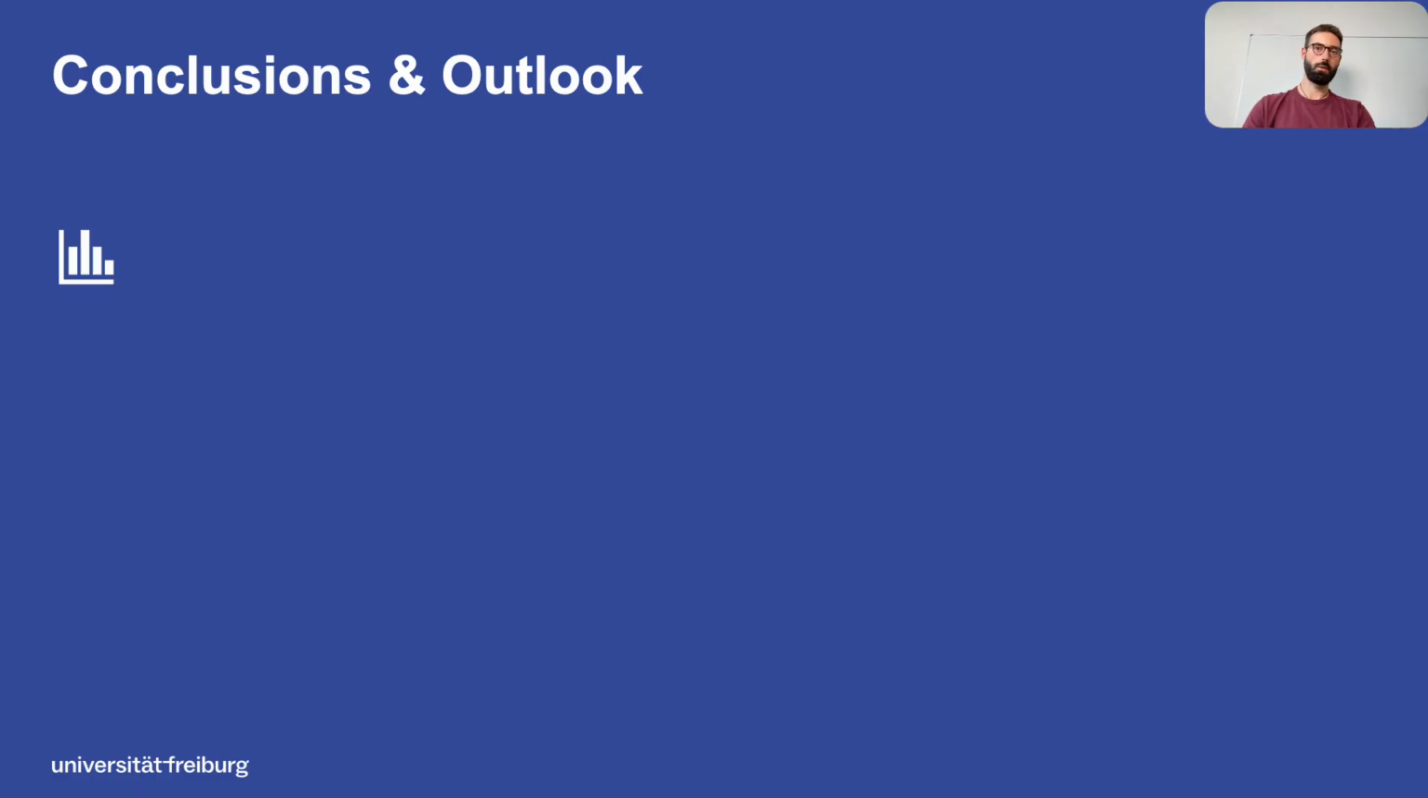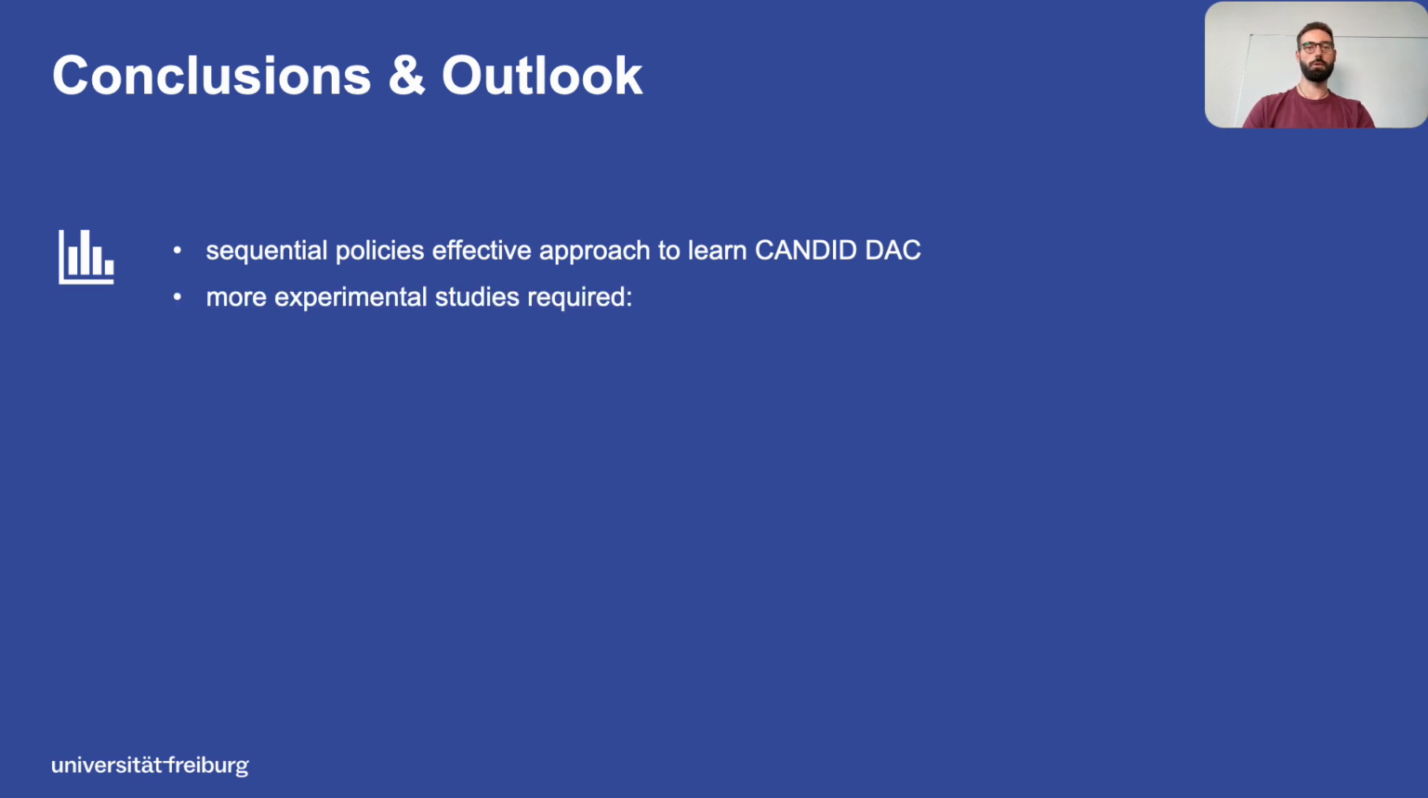To summarize, in our work we have shown sequential policies can be an effective approach for coupled action dimensions with importance differences in DAC. However, this study was only the first step and we yet need to do more experiments. In the first place, we need to evaluate sequential policies in real-world settings. And we should compare against more advanced multi-agent reinforcement learning baselines.